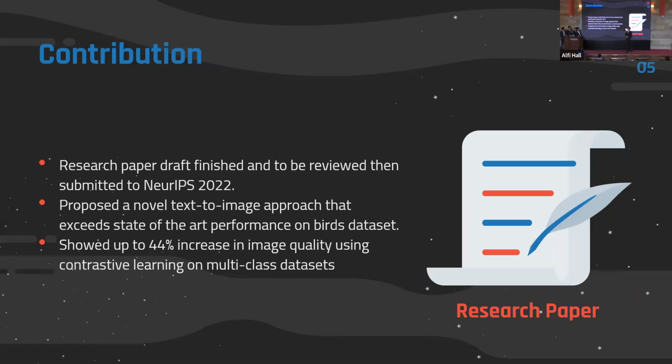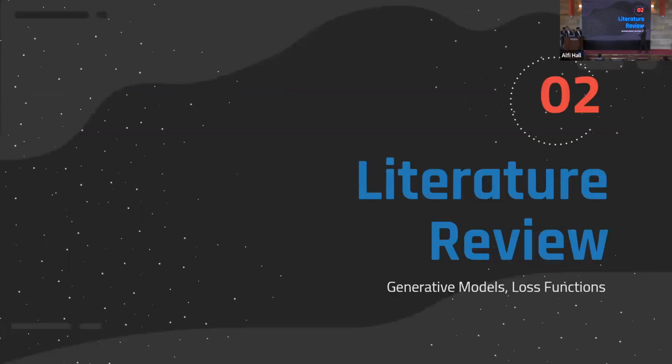So to summarize our main contributions, the first thing that we contribute in this research is a novel text-to-image generation network that exceeds the state-of-the-art algorithms in terms of generating images on various datasets. And we show a 44% increase in the image quality using contrastive learning in comparison to the baseline SSA GAN approach that we start with in our research.